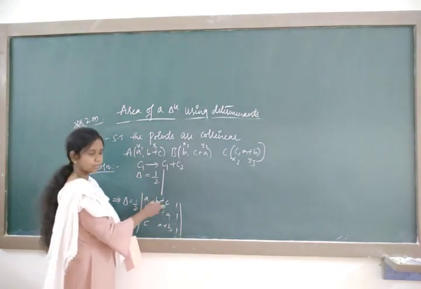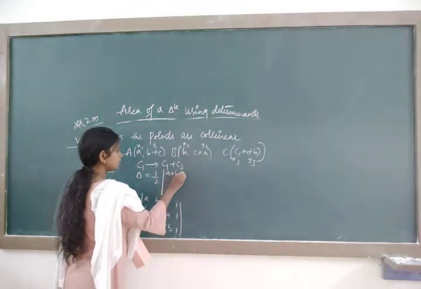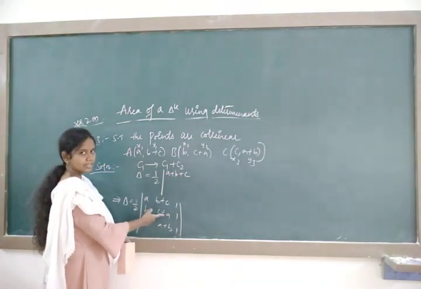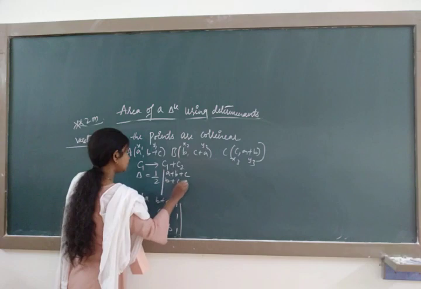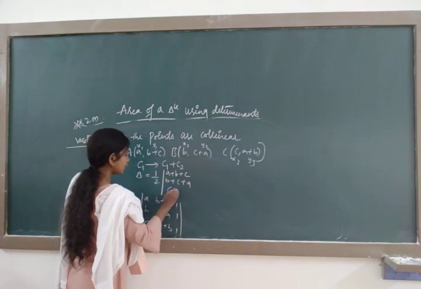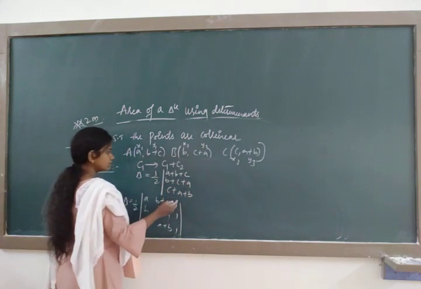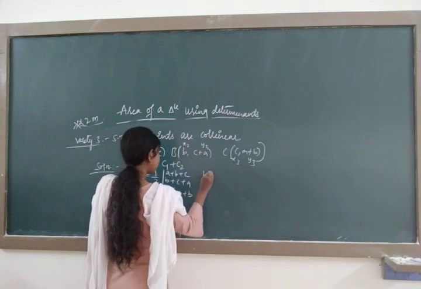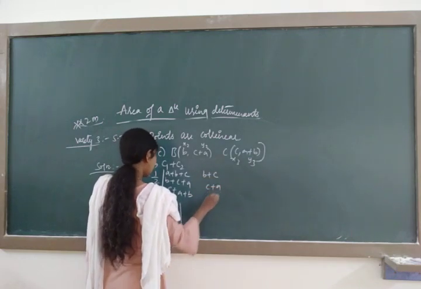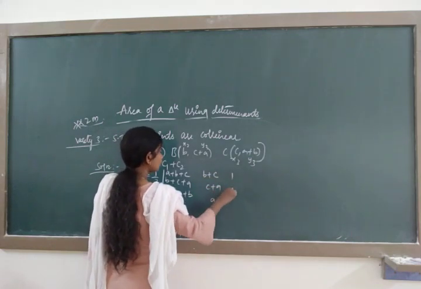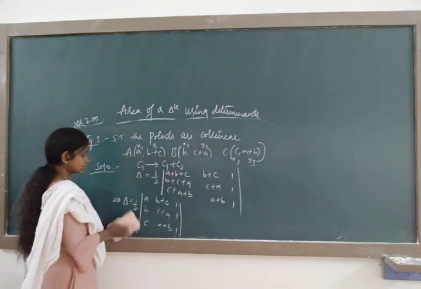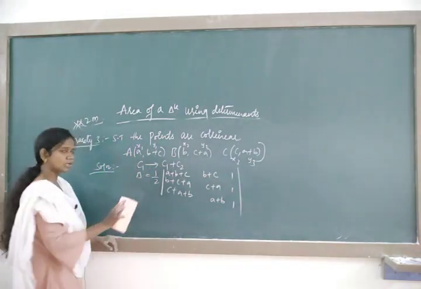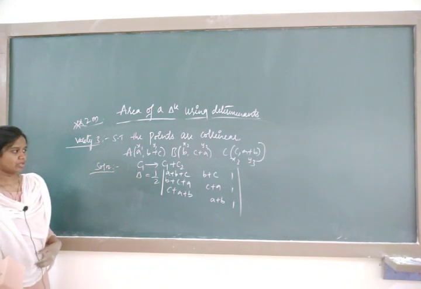For A, attach B plus C: A plus B plus C. And for B, attach C plus A: B plus C plus A. And for C, attach A plus B. Second column will be B, C, C plus A plus B. Third column will be 1, 1, 1 as it is, because the transformation is only for C1.